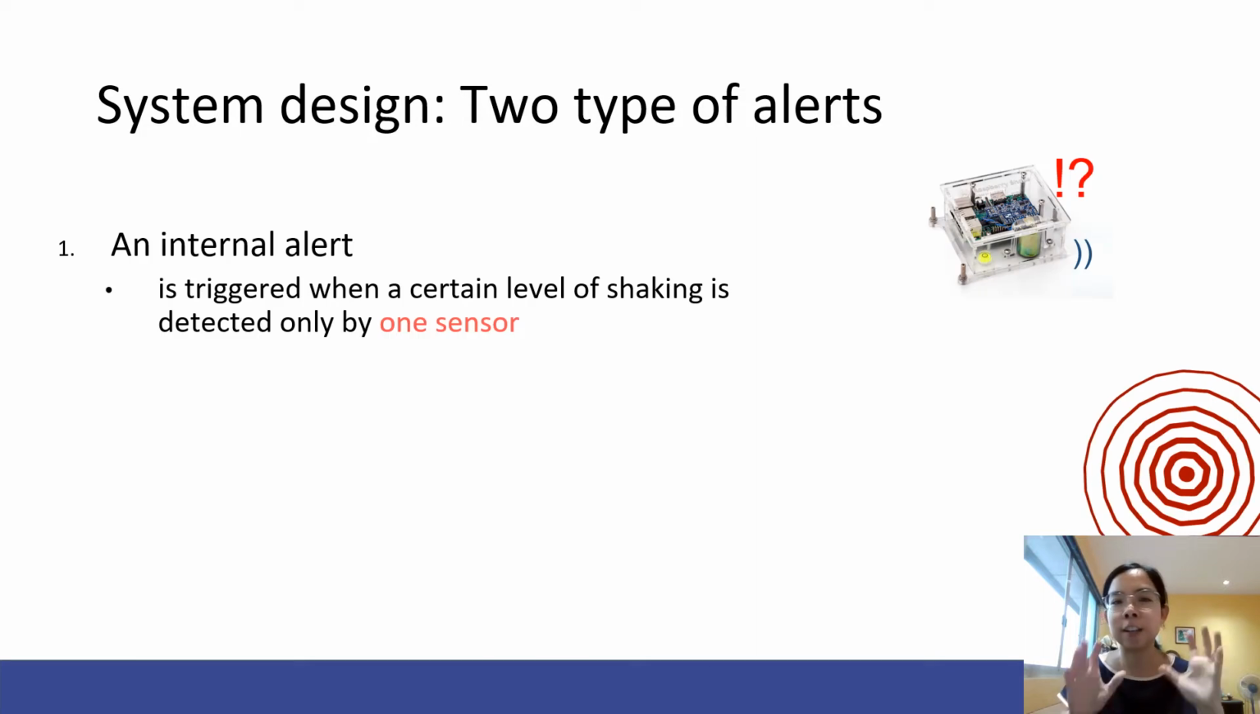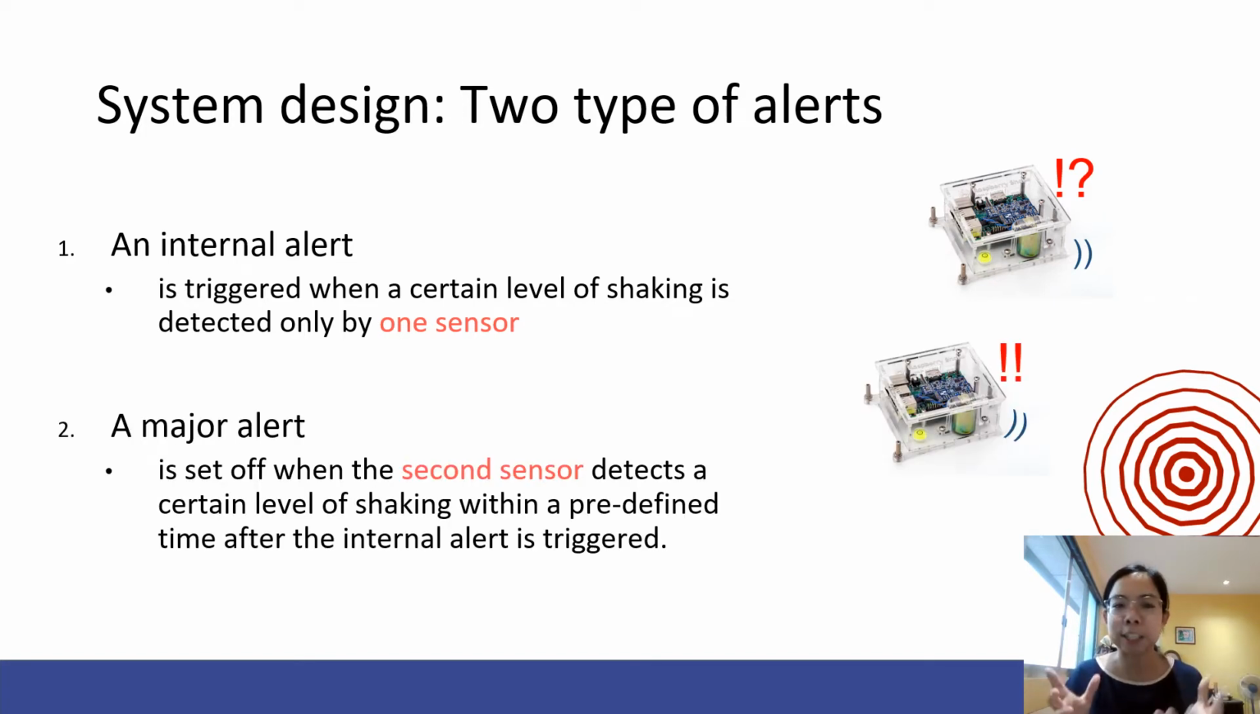The first alert is called an internal alert. This is using just one sensor. If one sensor detects a certain level of shaking, you should produce an internal alert. Then the second alert is what we call a major alert. A major alert is when the second sensor detects a certain level of shaking after an internal alert is triggered. So when two sensors detect a certain level of shaking, you should create a big warning called a major alert.